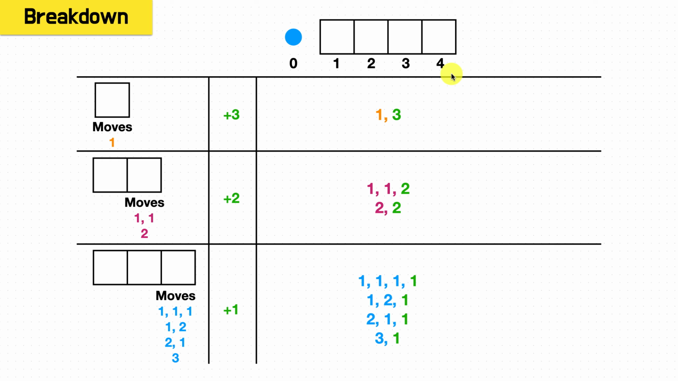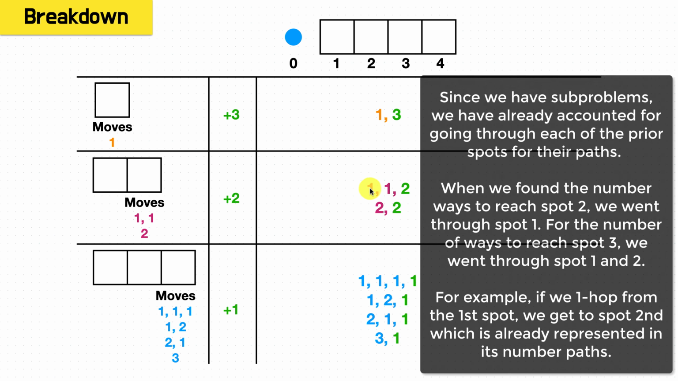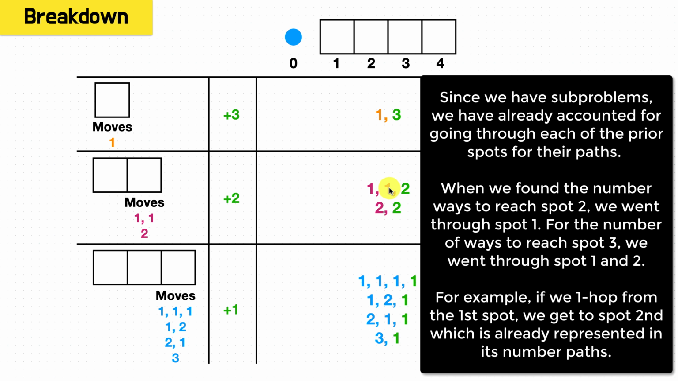And one thing I want to quickly note is you might be thinking, if I'm at spot 1, I can also go to spot 2 and 3. And these are already accounted for in the number of ways to get to that spot. So going 1, 1 is one way to get to spot 2. So it's already accounted for. And then the same with spot 3. So we're already accounting for these ways to get to the prior 3 spots.